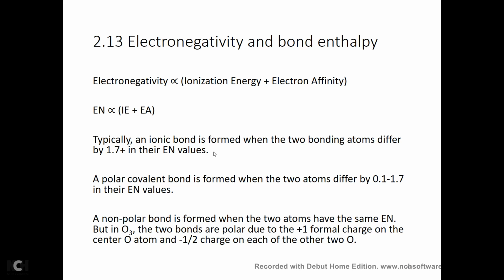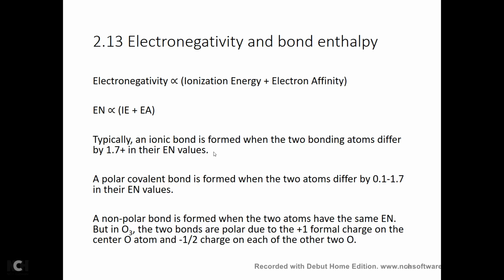Similarly, if you look at carbon and hydrogen, carbon is 2.5, hydrogen is 2.1. The difference is only 0.4. So it's not an ionic bond, it's a polar covalent bond between carbon and hydrogen, and between oxygen and hydrogen. But if you compare sodium and chlorine, their electronegativity differ by more than 1.7. Therefore, you have an ionic compound.